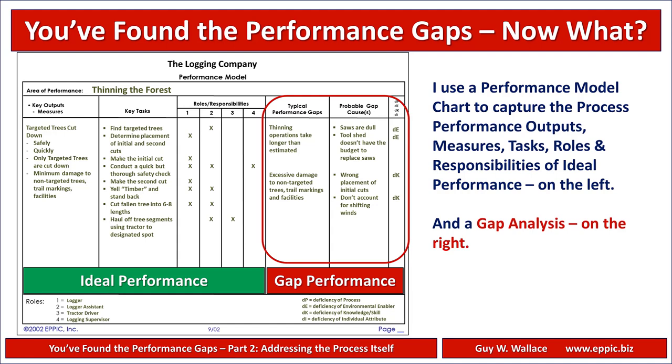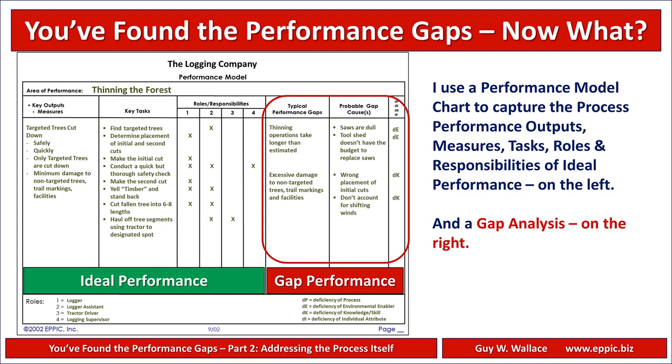On the right-hand side of that are typical performance gaps and the probable gap causes. If we're not producing outputs that meet those measures, there's a gap. What are those typical performance gaps? Now, I could be looking for every last gap under the sun for the history of the company, but normally I'm looking for what's typical. What are the prevalent issues related to the performance here? And I call those the typical performance gaps. And then I want to know, well, what are some of the causes of the gap? So I ask one of the master performers and subject matter experts that I'm working with, and they will tell me. And then I can attribute each one of those gaps to a certain type.